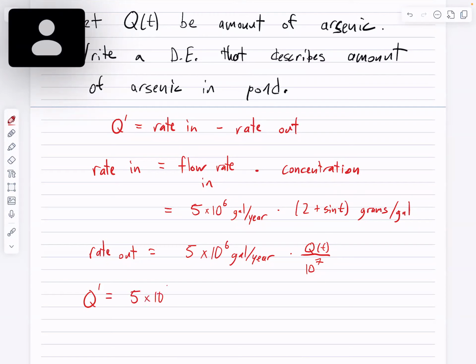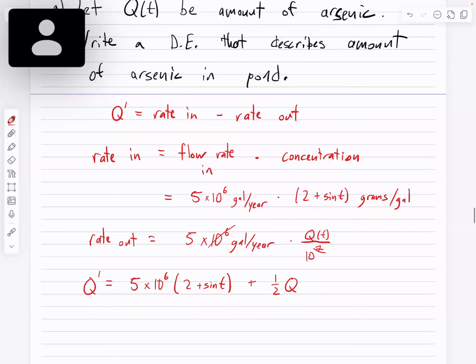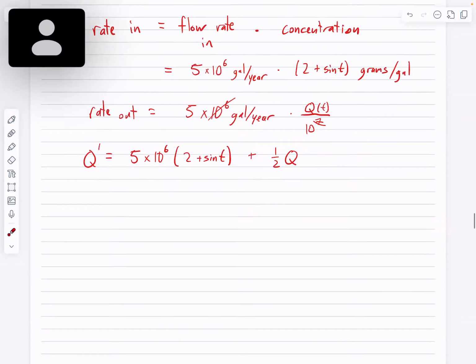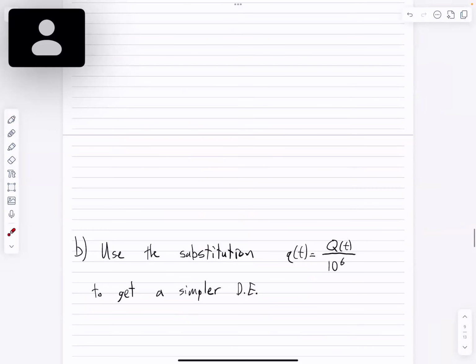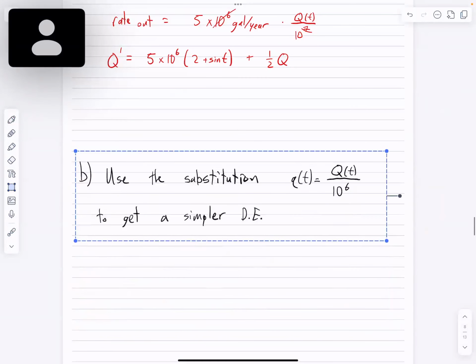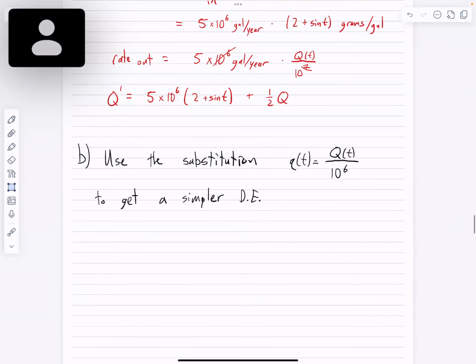And so Q prime is going to equal 5 times 10 to the 6th times 2 plus sine t, and then this cancels with that, and you just get minus 1/2 Q. And so that's not too bad as it's written. The main issue is this 5 times 10 to the 6th is a little annoying. And so I recommend using a substitution to get a simpler DE.